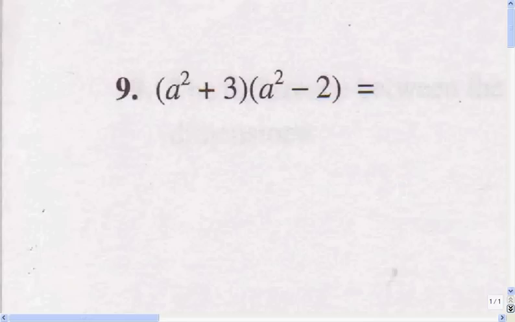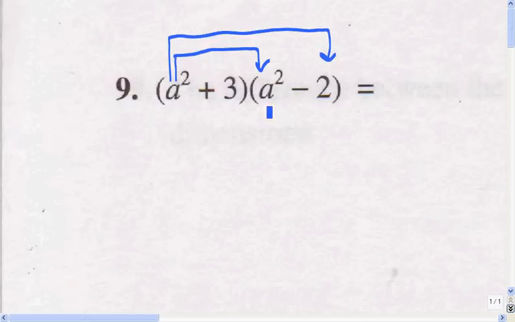Okay, we're going to use the distributive property to solve these problems. And when you have two parentheses right next to each other, the way you solve this is by multiplying the first term times everything in the second parentheses. And then once you do that, you multiply the second term in the first parentheses times everything in the second parentheses. So let me number these.